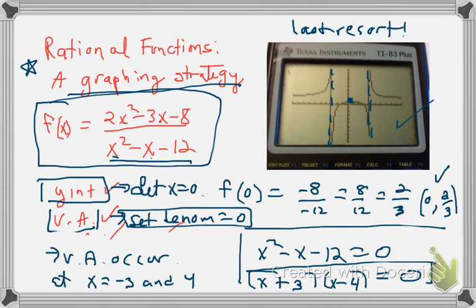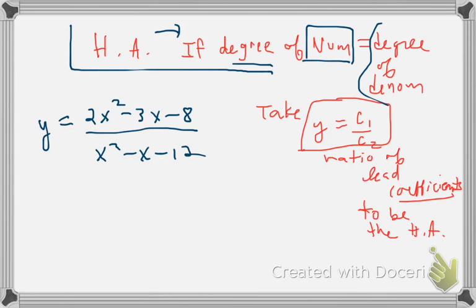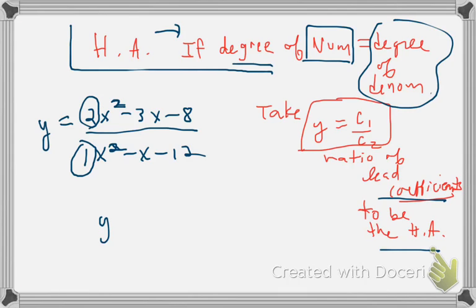Now let's target the horizontal asymptote. I'm sure from your reading and being in class and listening to other podcasts, by now you know that for the horizontal asymptote, if the degree of the numerator is equal to the degree of the denominator, you just take the ratio of the leading coefficients to be your horizontal asymptote. So you can see here, degree 2, degree 2. The degree of the top is the same as the degree of the bottom. Therefore, the lead coefficient here is 2, lead coefficient here 1. So y equals 2 over 1, or y equals 2.